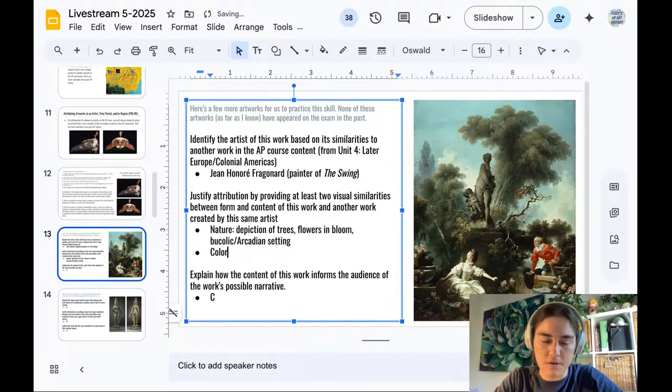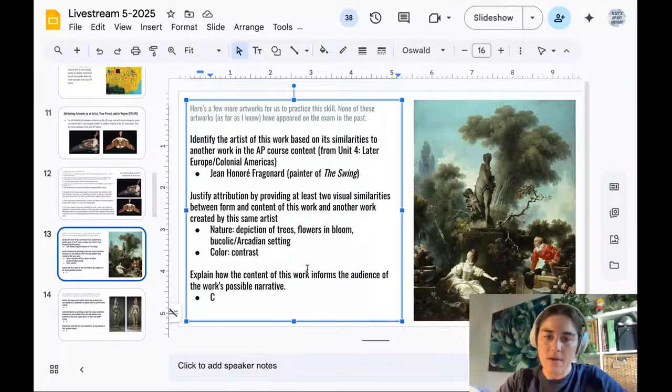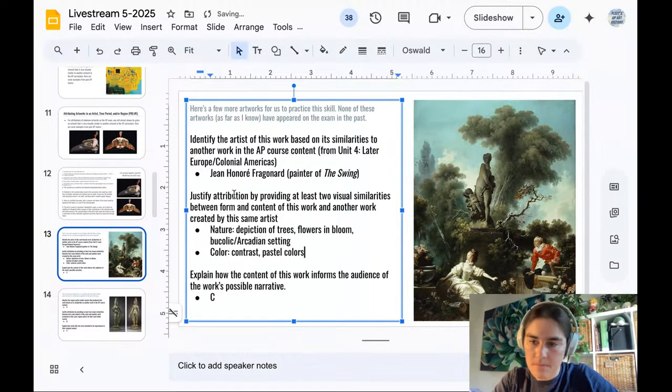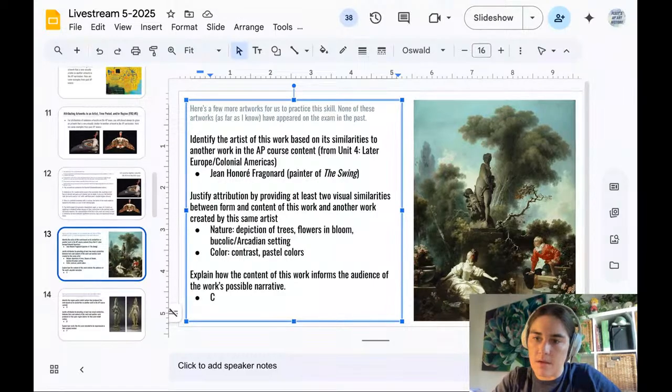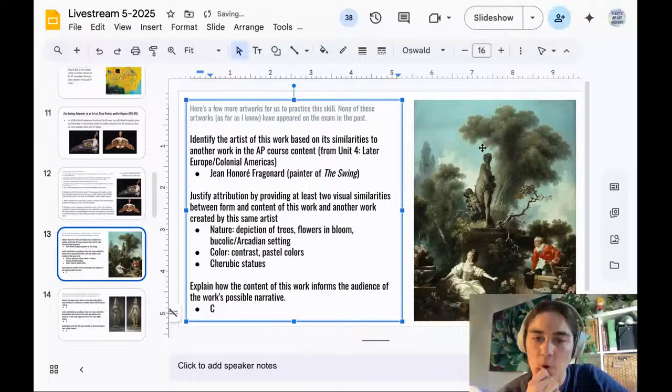So we could talk about the use of color. For this piece, similarly to The Swing, we do have some contrast, creating a little bit of drama, a little bit of intrigue, and it's also really drawing our eye to where this woman's hand is in the middle. It's a spotlight. And then we could also just say pastel colors. Yes, there are also cherub statues. So who do we think this figure in the center is?